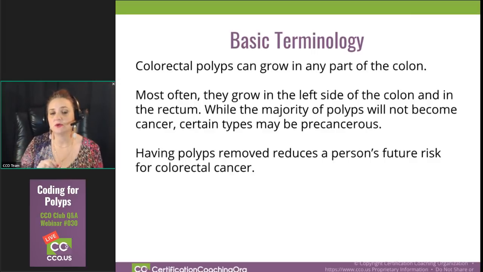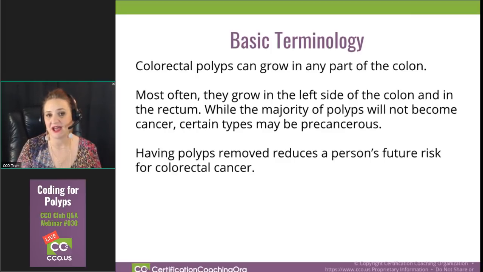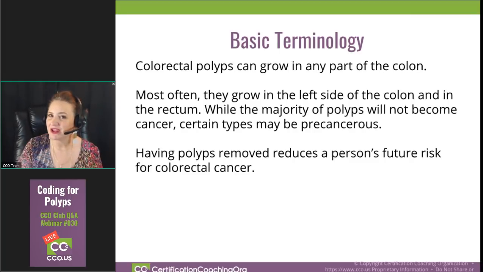Now, these polyps, these colorectal polyps, can actually grow in any part of the colon. But I said it was kind of interesting that one document I found said, hey, it likes to grow on the left side, though. They tend to find that more often. So that's pretty interesting. How do they know that? Because of the statistics they've collected from us coders. Isn't that great?